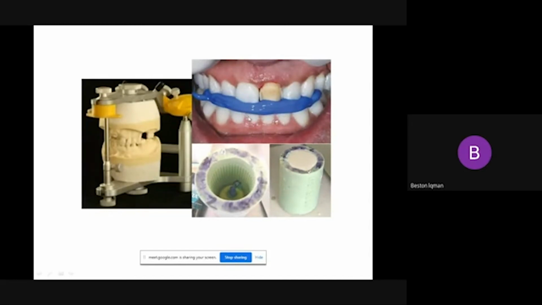After that, how you can transfer this bite to the articulator. First, pour the lower cast, attach the lower cast to the articulator. After that, insert the lower bite to the lower cast. After that, attach the upper cast to the lower cast by the aid of this bite.